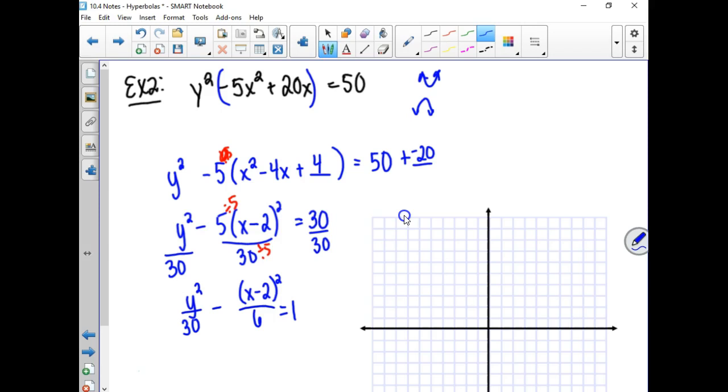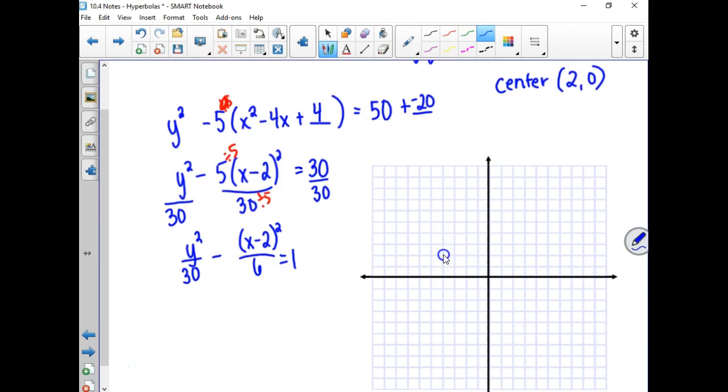Okay, any questions so far? All right, so what's our center for this one? Positive 2, 0. Be really, really careful with that, because what Chloe said at first, 0, 2, is what most kids say, because you're used to the x being first here, but whatever is with the x is your x coordinate, whatever is with the y, which is nothing, so it's 0 here, is your y coordinate. So be really careful if it's the y that comes first there. So center is at 2, 0.